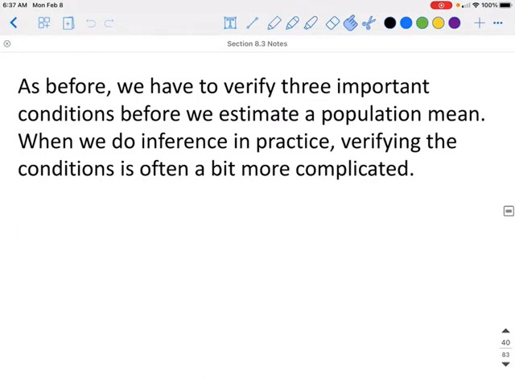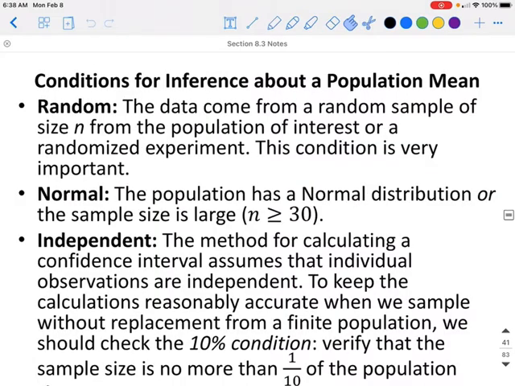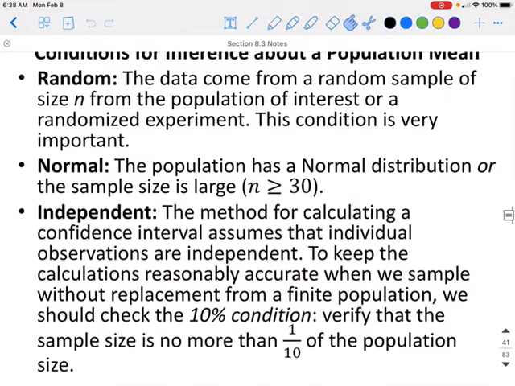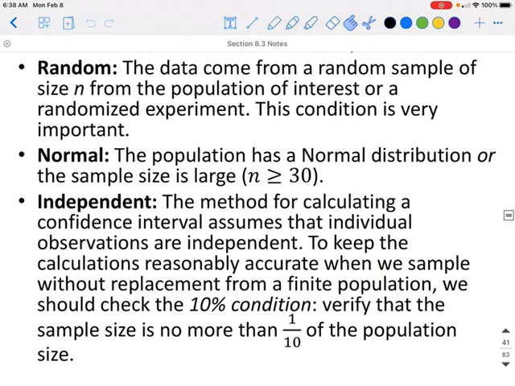As before, we have to verify 3 important conditions before we estimate a population mean. When we do inference in practice, verifying the conditions is often a bit more complicated. So remember those 3 conditions that you have to check. You need to make sure it's random, so the data comes from a random sample of size n from a population of interest or a randomized experiment. This condition is very important. Then you need to make sure that it's normal. So either the population has to have a normal distribution or your sample size must be at least 30.